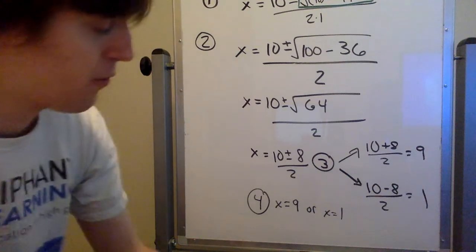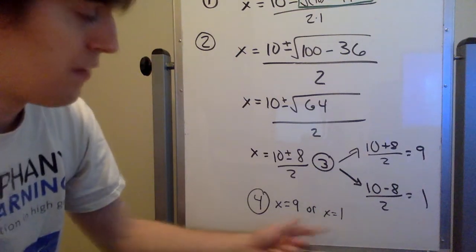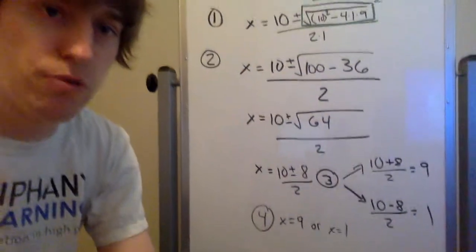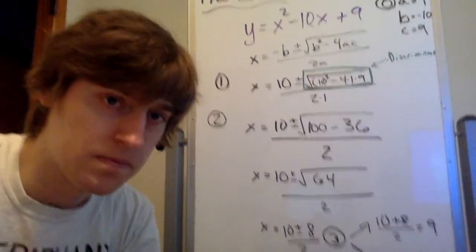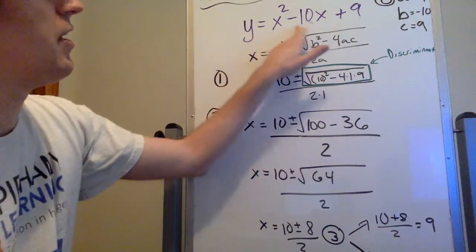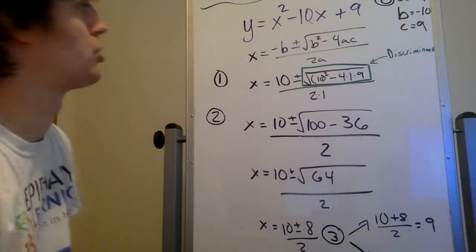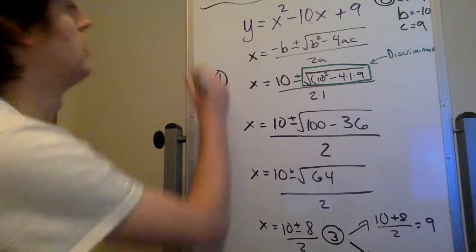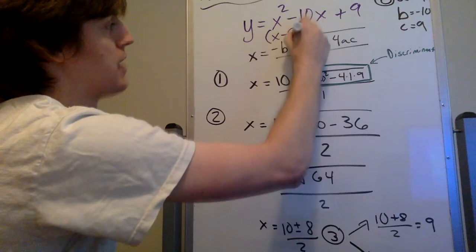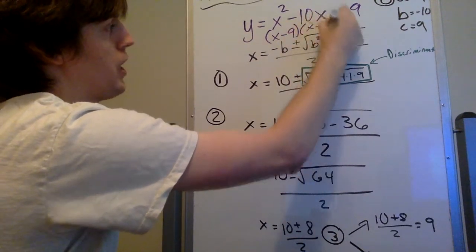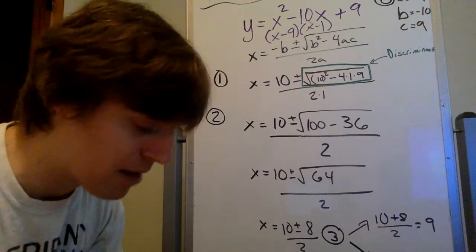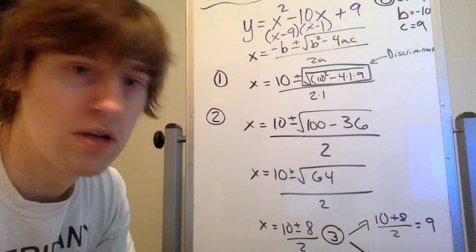If I solve the quadratic formula and I get an answer like this, if they're whole numbers, it means there's always a shortcut that I could have taken. So instead of doing all of this work, I could have been like, okay, I notice that I can factor this into x minus 9, x minus 1. Oh, cool, x equals 9, x equals 1. So I literally could have done this problem in about 10 seconds.